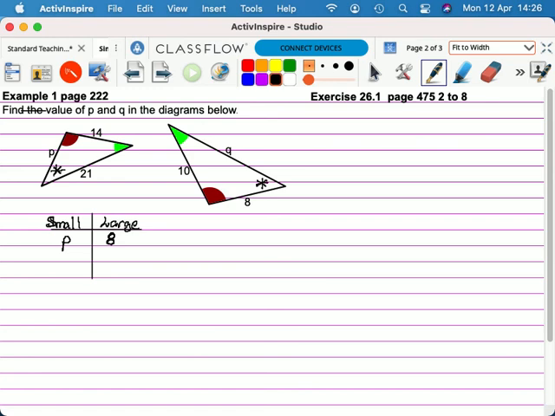So again, going back to the first triangle, the small triangle, I'm going to focus now on 14. I'm going to focus on 14 and I'm going to write it down. And what I've got to do now in the second column is pick out the corresponding side for 14. So I'm going to go across from left to right. Who thinks it's 10?